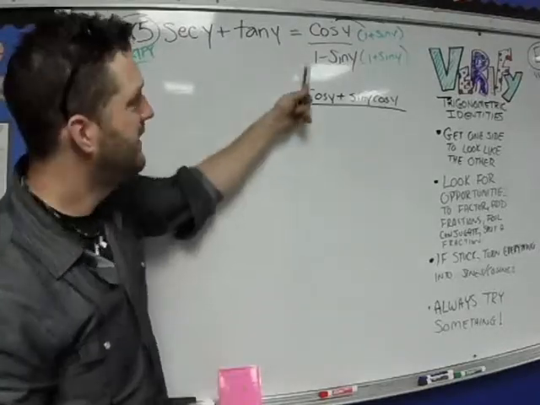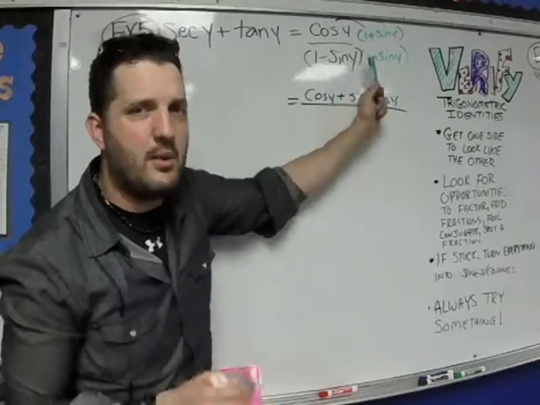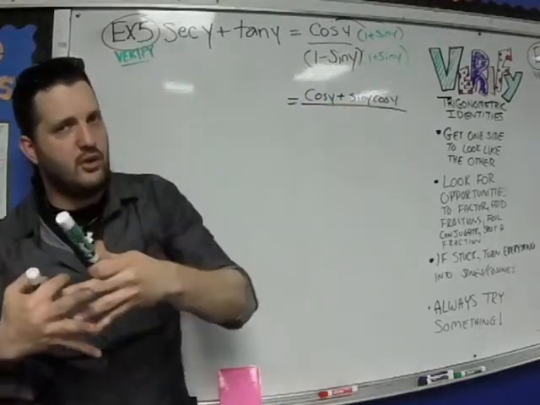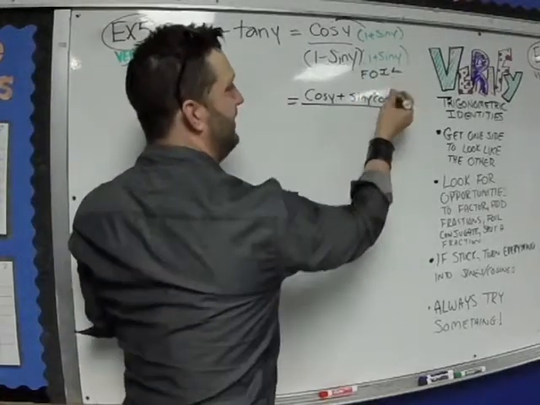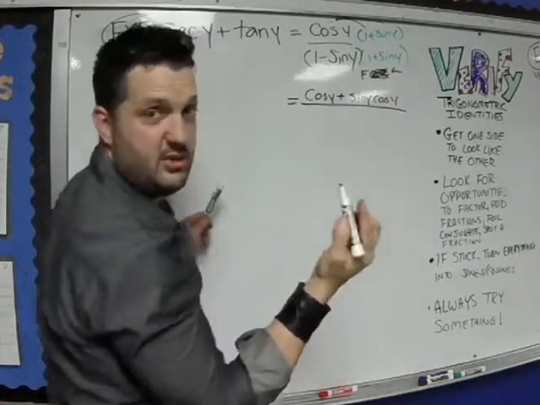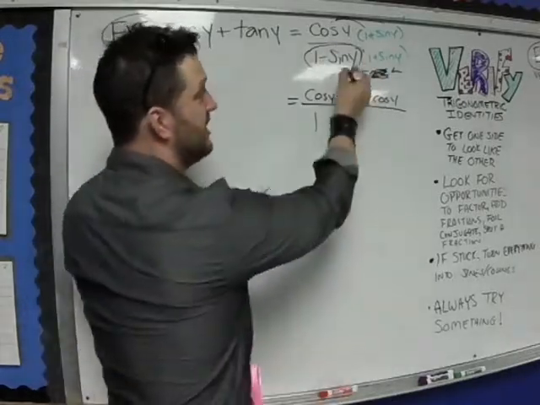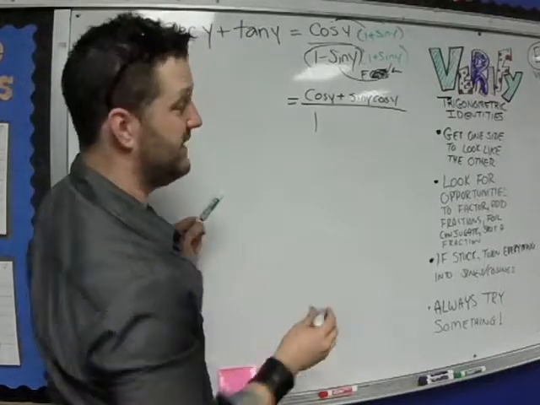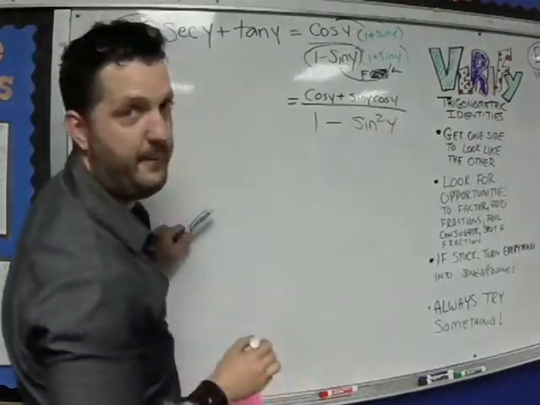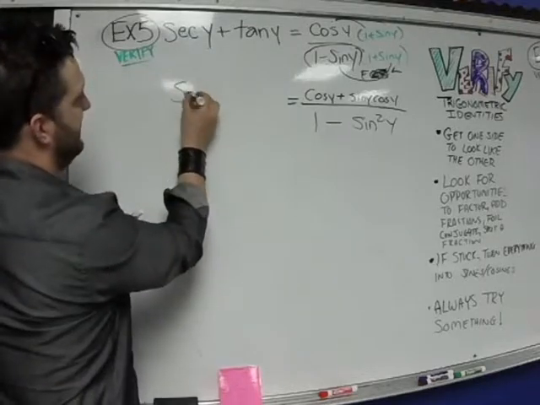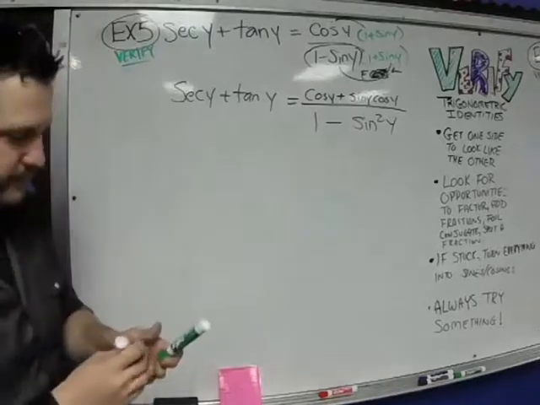It doesn't matter. Then the bottom, remember, these are conjugates: 1 minus sine y and 1 plus sine y. When you FOIL two conjugates, you can skip the O and the I. You can just do the F pieces, which is 1 times 1 is 1, and the L pieces, which is negative sine y times positive sine y, making negative sine squared y. And then I'm just going to copy this side here, secant y plus tangent y.